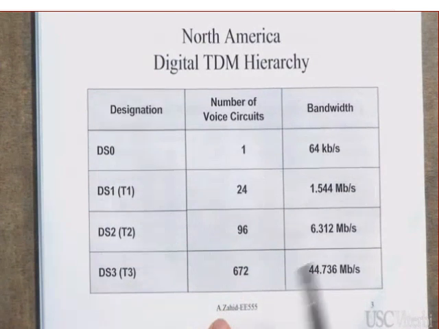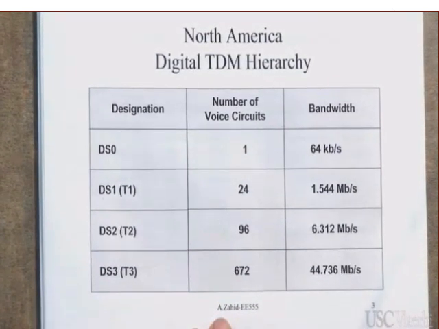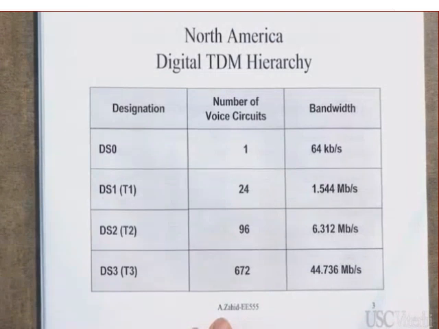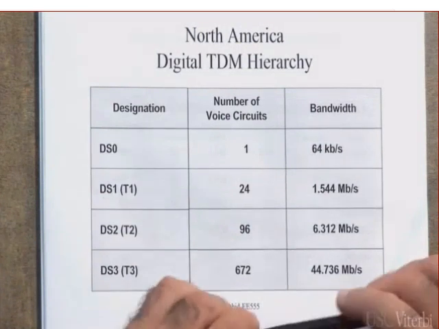44.736 megabits per second. This one was provided either over cable or a microwave link, not over a twisted pair, because twisted pair cannot support that rate. So it is over microwave links, over cable, or over satellites that they can support T3. But it stops here.